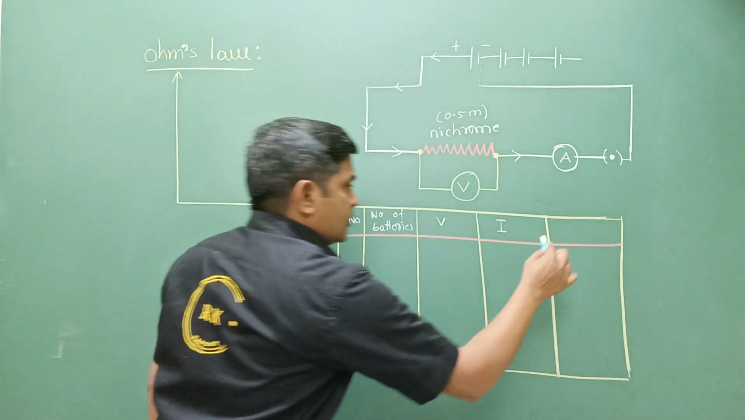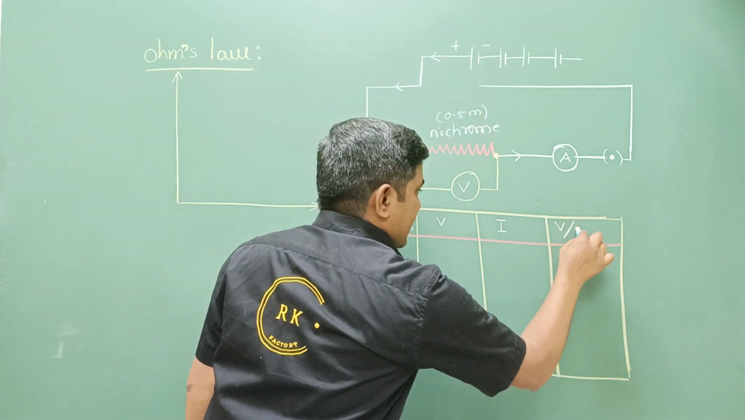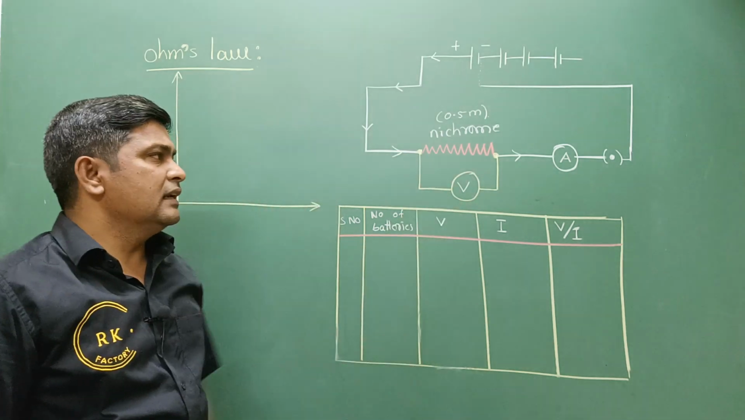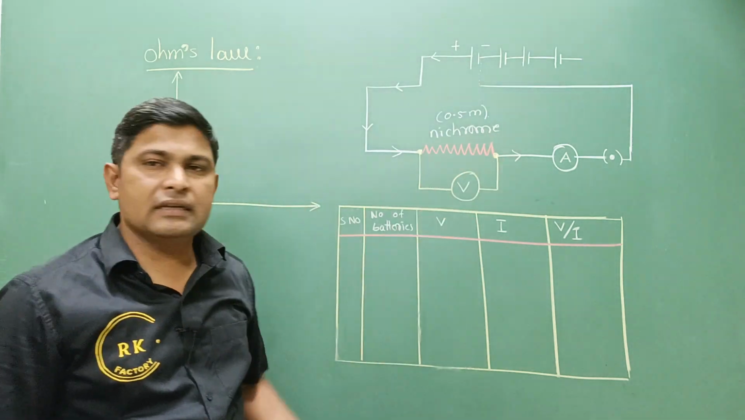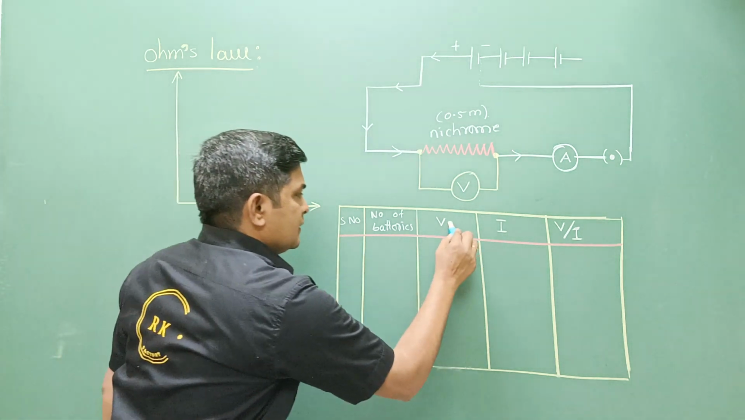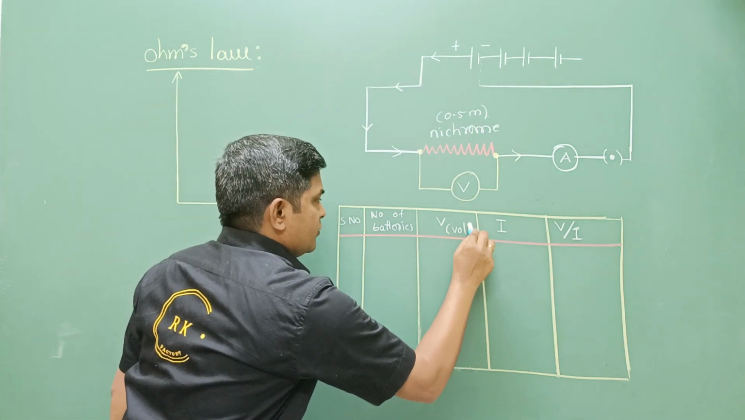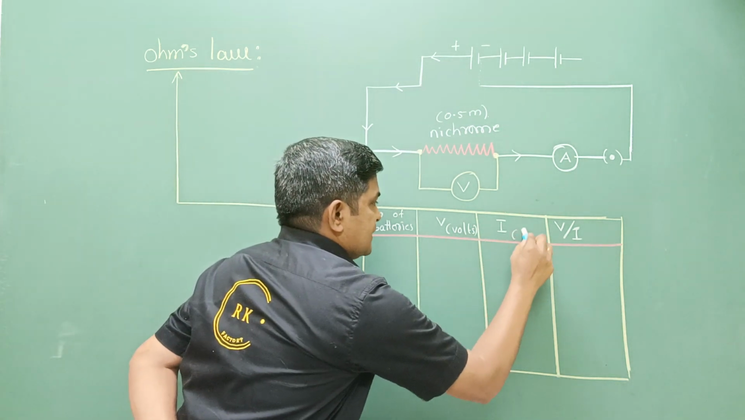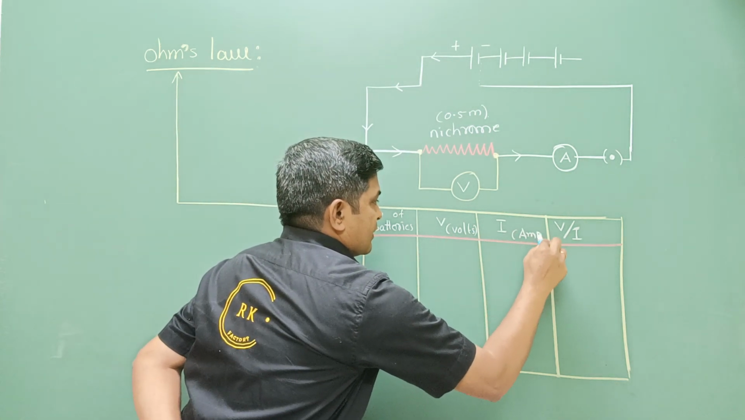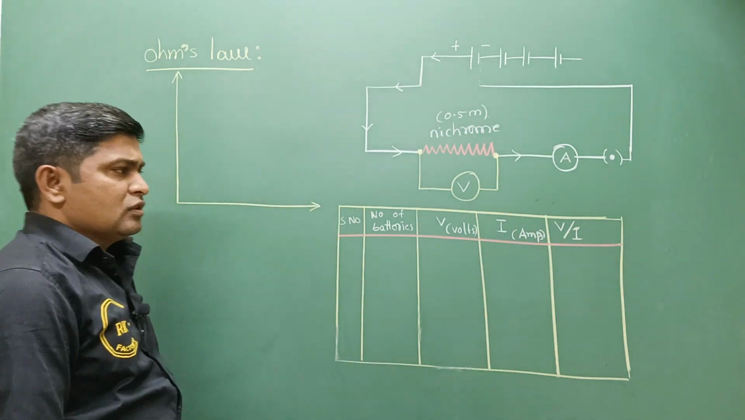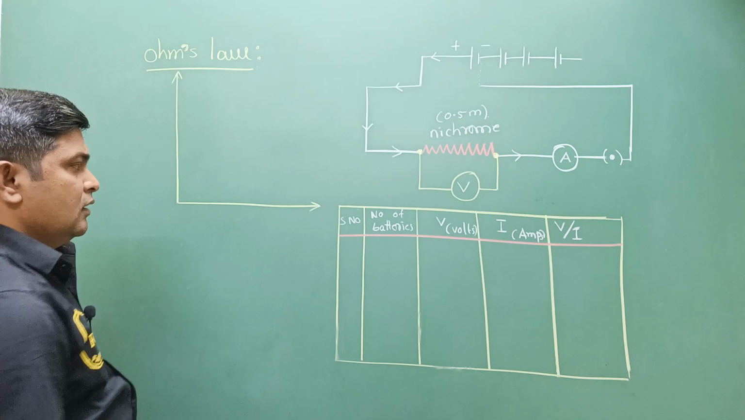నెక్స్ట్ వీ ఆర్ గోయింగ్ టు టేక్ ది రీడింగ్ ఆఫ్ V/I, వోల్టేజ్ టు కరెంట్, వాటెవర్ ది వాల్యూస్ రికార్డెడ్ ఇన్ voltmeter and ammeter, those can be taken in the graph. So for the voltmeter, the units are going to be taken in volts, and here it is in amps. V/I, what is going to come? Let us know later.